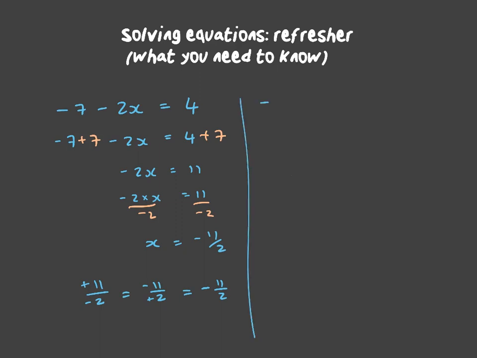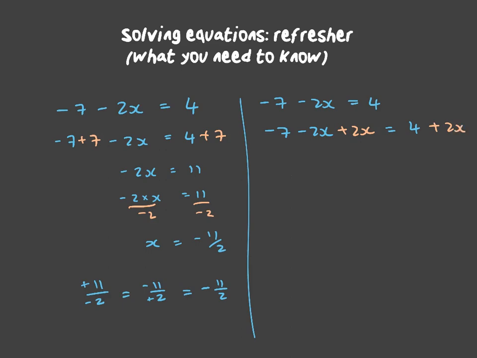Okay, so let's solve the same equation, but in this case you are fixated on getting your x's with a positive coefficient. Okay, so let's go for it. So minus 7 minus 2x. What you'll do is you would add 2x on the left-hand side. And what does that mean then? Well, you need to add 2x on the right-hand side.